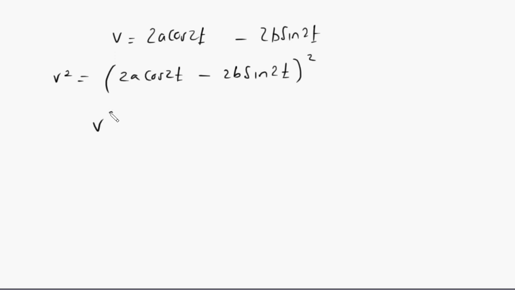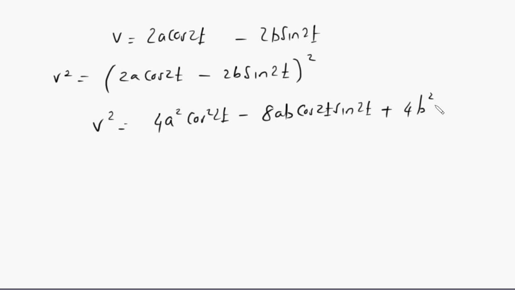So I'm going to find that v squared is just equal to 4a squared cos squared 2t minus 8ab cos 2t sine 2t plus 4b squared sine squared 2t. Okay, nikisquare hii ndo napata hii. So naweza nikatoa nje 4.